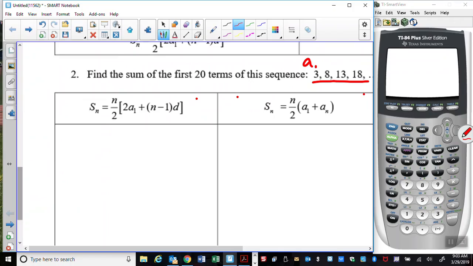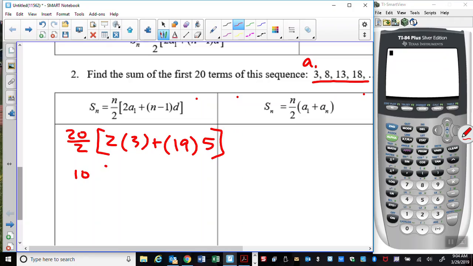All right. So S sub n, that just means the summation or the series, what it's going to equal. So I have N over 2. Well, N equals 20. Over 2. 2 times A1. A1 is 3. Plus N minus 1. Well, N is 20. Minus 1 is 19. Times D. D is 5. So you can use your calculator if you want. You can write it out.